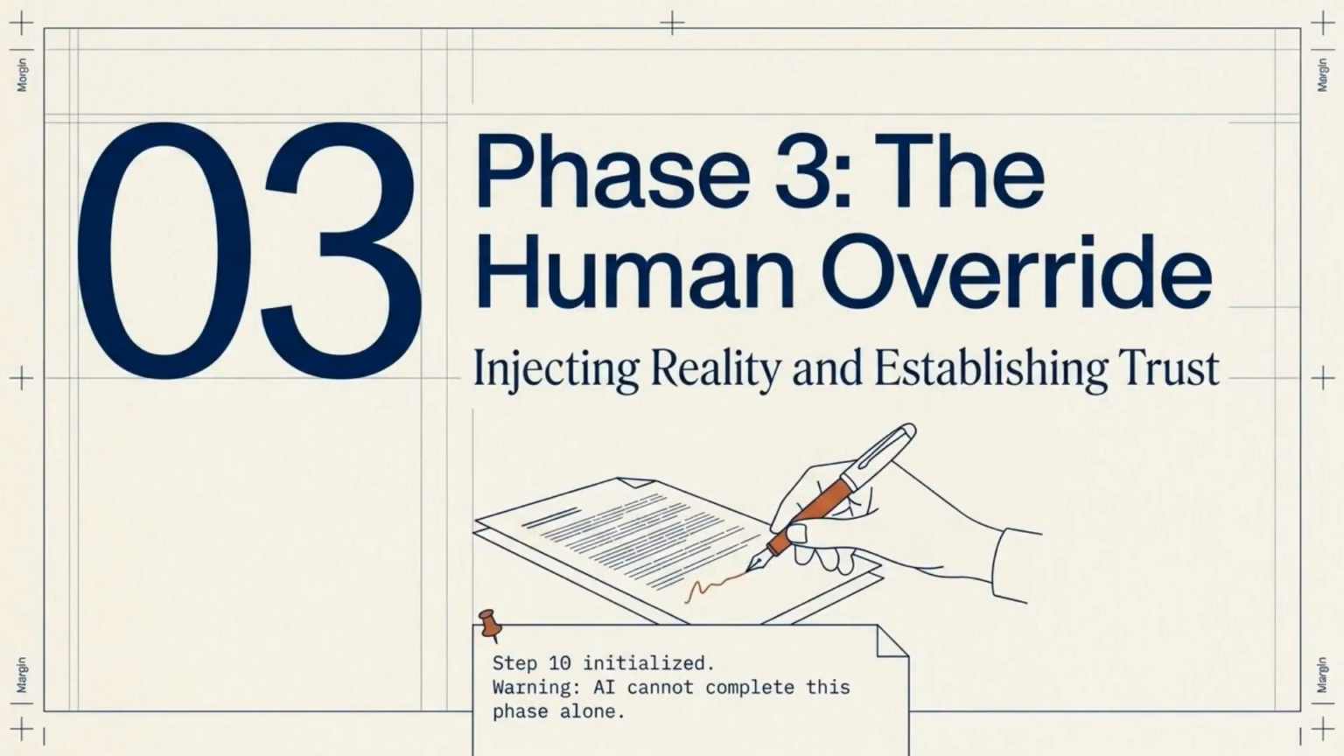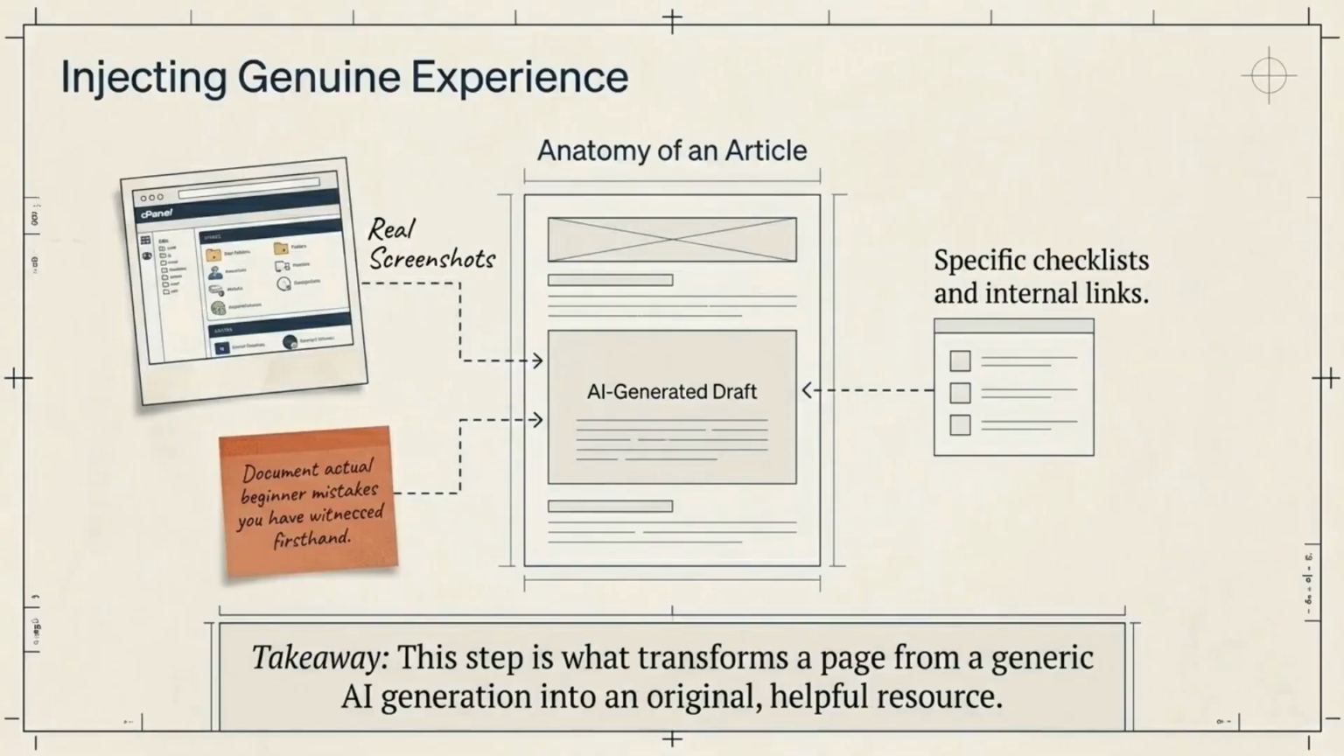This brings us to the most important stage, Phase 3, the human override. AI is a powerful drafting tool, but it cannot complete this phase alone. This is where we inject reality and establish true authority. To transform the AI draft into an original resource, you must inject genuine experience. Add real screenshots from your own workflow, document actual beginner mistakes you personally witnessed, and include specific checklists and internal links. This step is what makes the content uniquely yours and truly helpful.